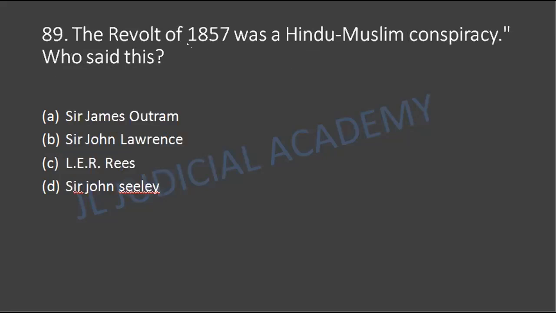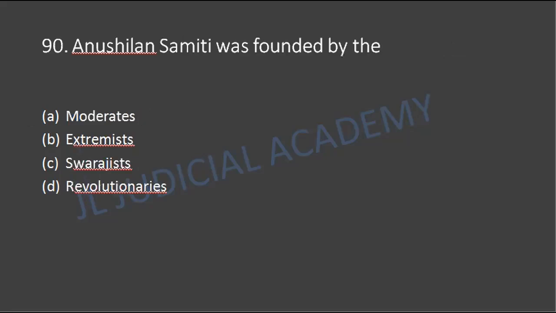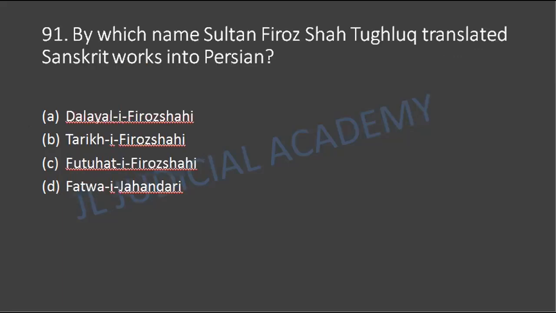Next, the revolt of 1857 was a Hindu-Muslim conspiracy. Who said that the revolt of 1857 was a Hindu-Muslim conspiracy? It was said by Sir James Outram. Next, Anushilan Smriti was founded by the revolutionaries.